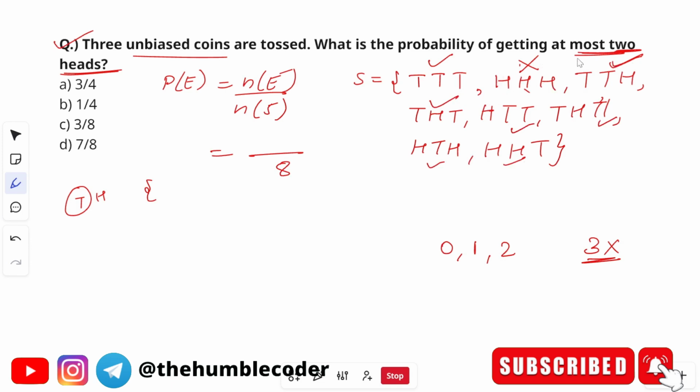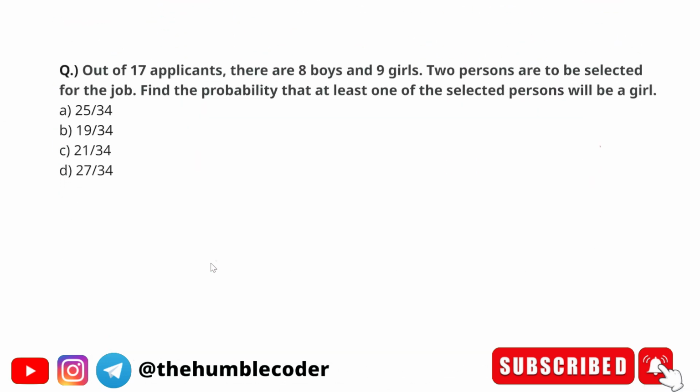And in the question we are told to take the probability of at most 2 heads. So out of 8, only 1 we can neglect. So out of 8, 1 is gone. So the event is 7. So the correct answer for this question will be 7 by 8, which is option D. I hope you have understood it. Let's now move on to the next question.